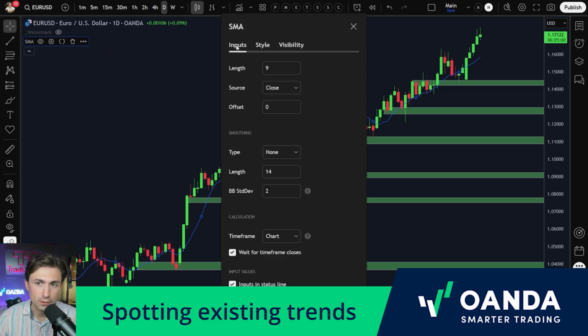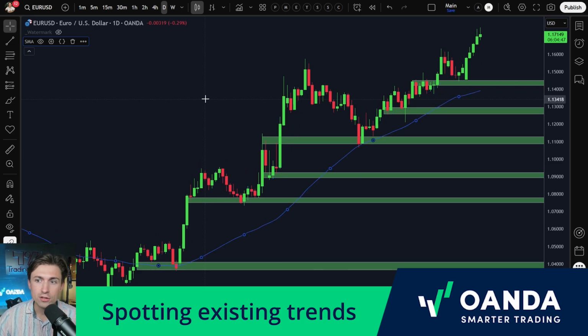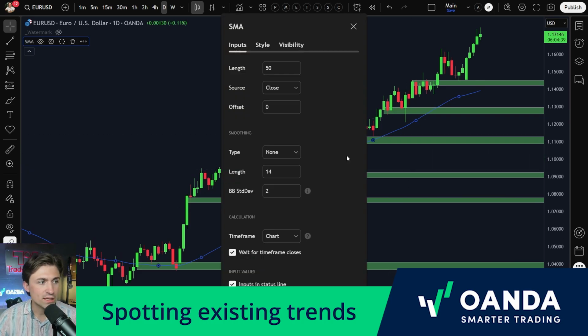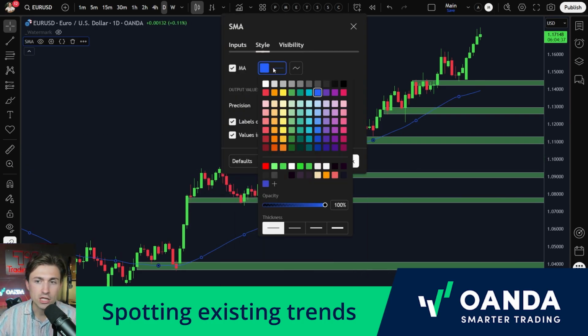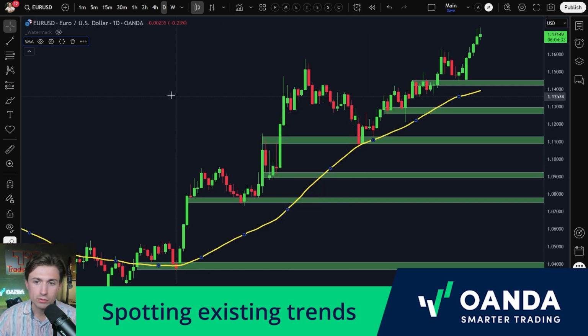Let's start with inputs. And let's change this moving average from a 9 length or 9 period moving average, and let's actually change it to a 50 period moving average. Now what we can do here is we can click OK, and you can see that's changed our moving average to be a bit more smooth and looking back 50 candles to create this blue line. Now let's actually make this just a little bit easier to see by changing the color to yellow, and I'm going to increase the size just a bit here as well so we can see this clearly.